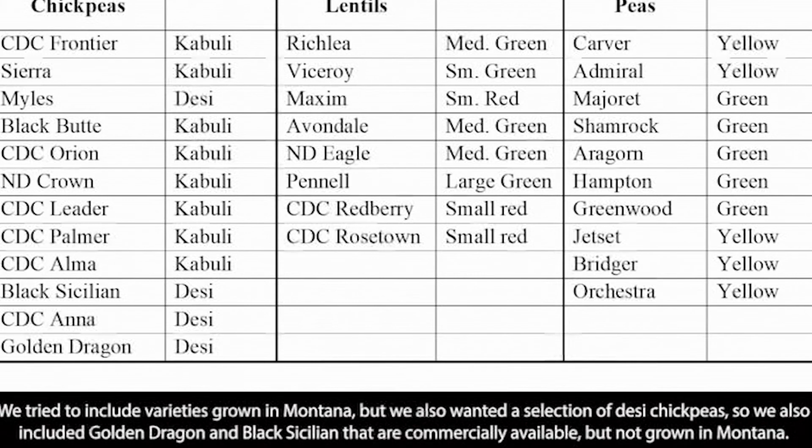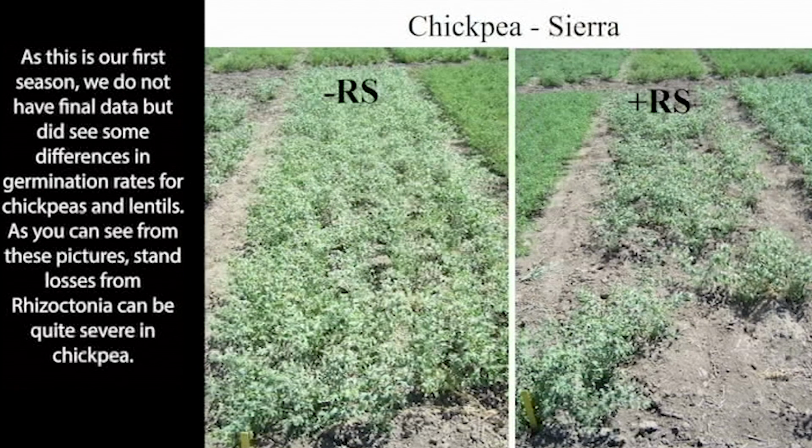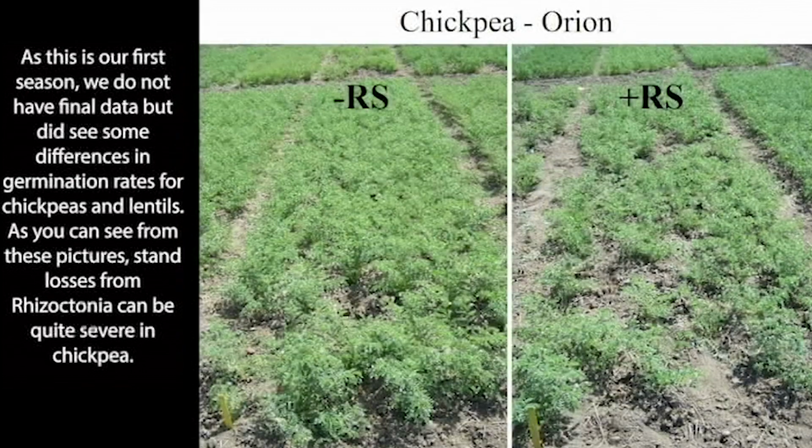We tried to include varieties grown in Montana, but we also wanted a selection of Desi chickpeas, so we included Golden Dragon and Black Sicilian that are commercially available but not grown in Montana. As this is our first season, we do not have final data, but we did see some differences in germination rates for chickpeas and lentils.